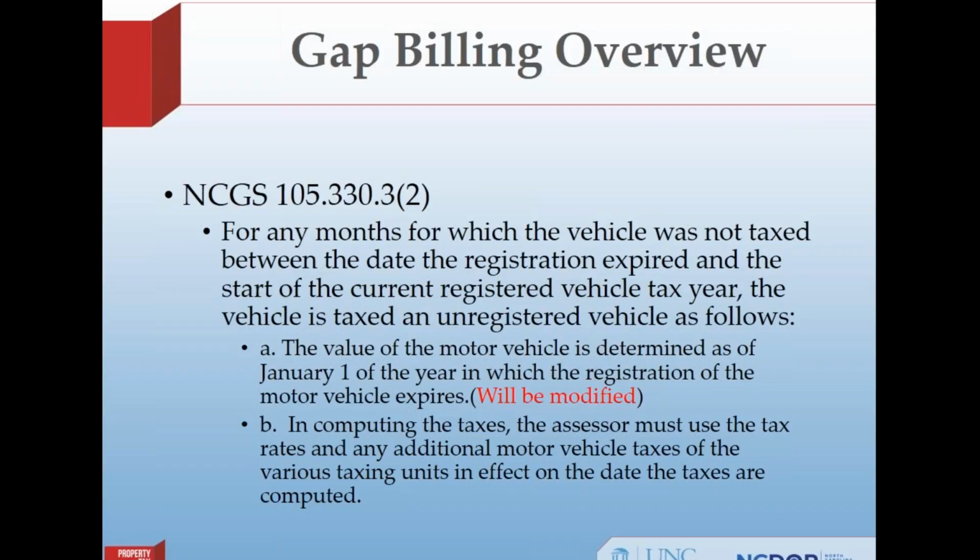In computing the tax, the assessor must use the tax rates of the various taxing units in effect at the date the taxes are computed. So if we get a bill each month, we're going to use the taxing rates that apply in that month, just like we do in the VTS. So whatever rates are in effect during that time, those are the rates we're going to use. We're not going to go backwards, we're just going to go forward with it.